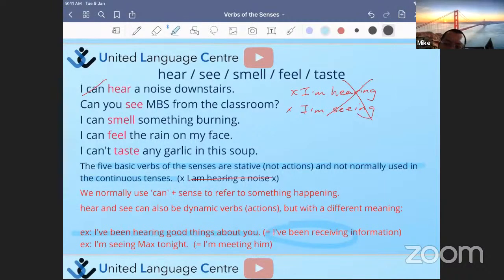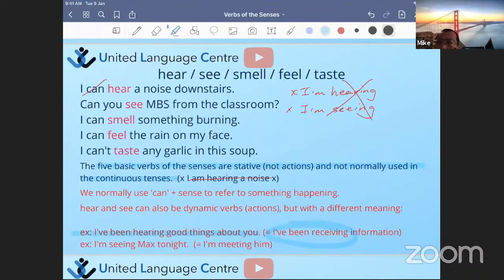So I didn't really add this, but hear and listen are similar to see and watch. I'm listening to music means I'm focused, right? I can hear music is a different meaning. It just means there's music there, I'm not listening to it. So similar to watch and see.